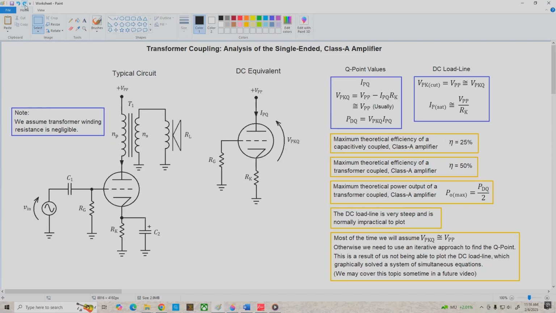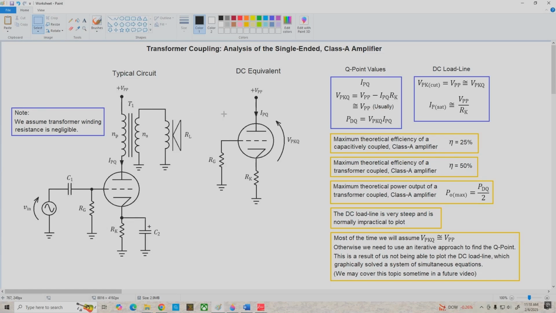And because this is a Class A amplifier, we're going to have a substantial amount of plate current flowing. We're going to try and center the Q point on our AC load line, and that plate current is flowing through the primary of the transformer, so T1 is going to be a transformer with an air gap in the core. These transformers are designed specifically for use in single-ended Class A amplifiers.